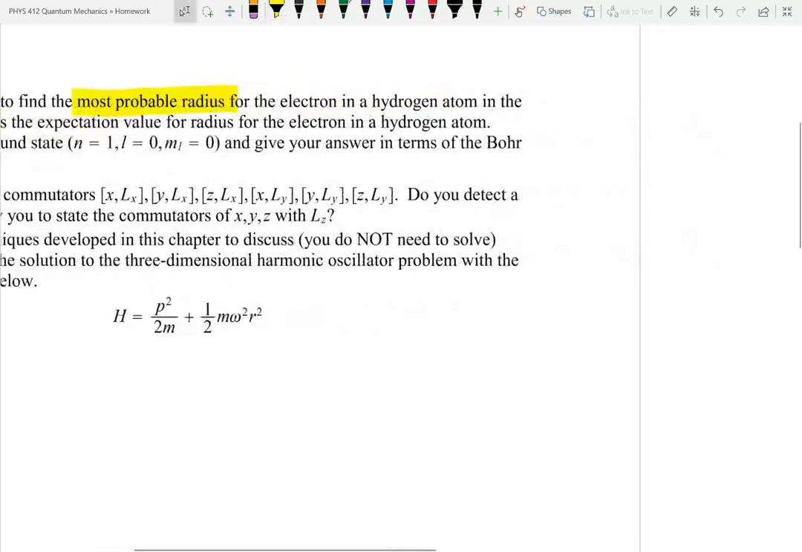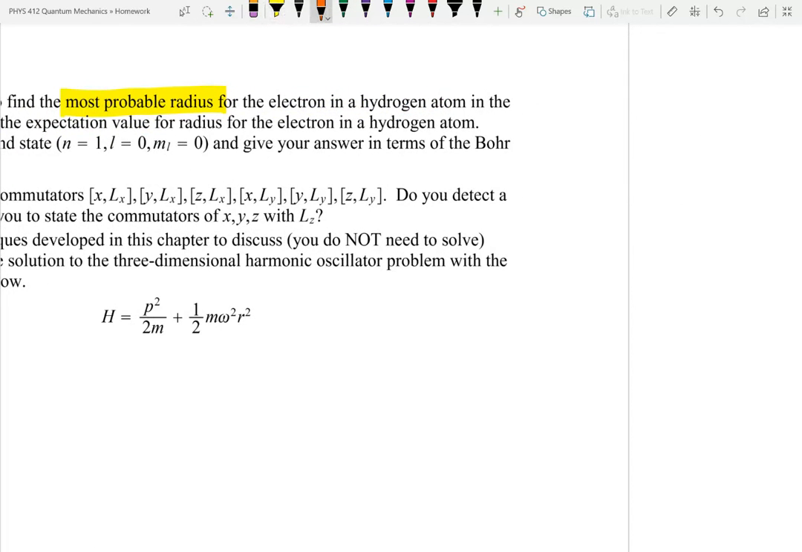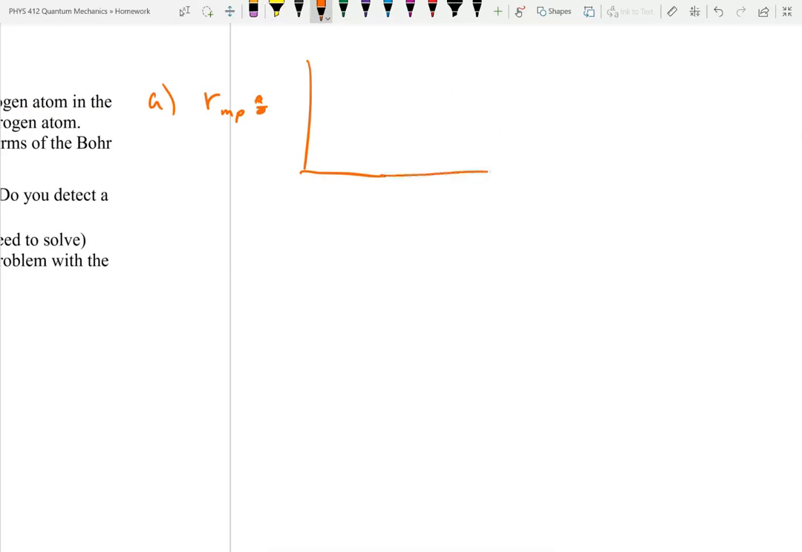So let's break it up into two pieces. A, R most probable. How do you find that? Well, that's your math. Yes. So if we plot this, we have something that goes like this, and that's going to be right here. So how do we find that? Well, with calculus, you can take the derivative of that and set it equal to 0.